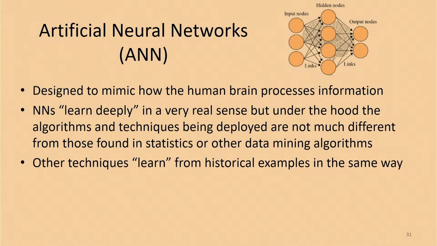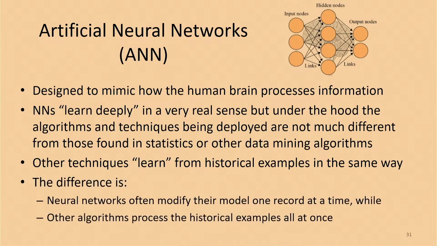Neural networks learn deeply in a very real sense, but under the hood, the algorithms and techniques being deployed are not much different from those found in stats or other data mining algorithms. Other techniques learn from historical examples in the same way. The difference is this one does one record at a time. Neural networks often modify their model one record at a time, while others take historical examples all at once.